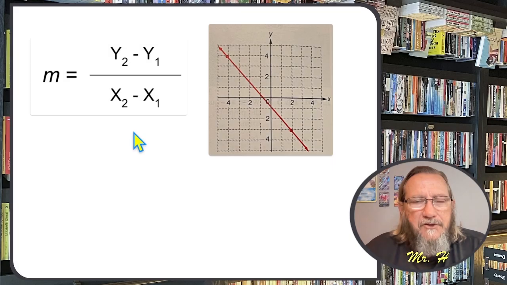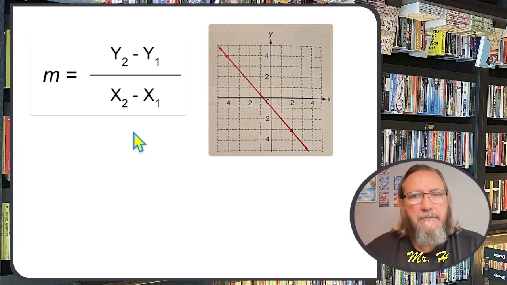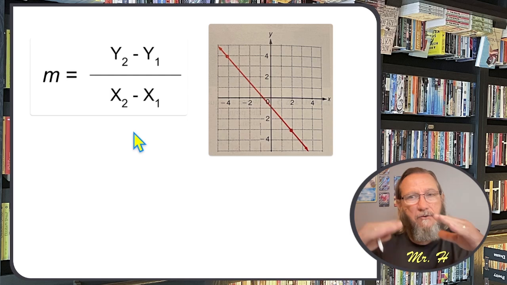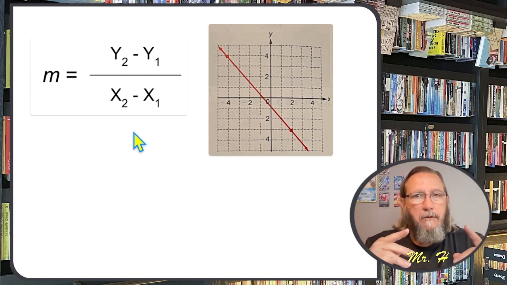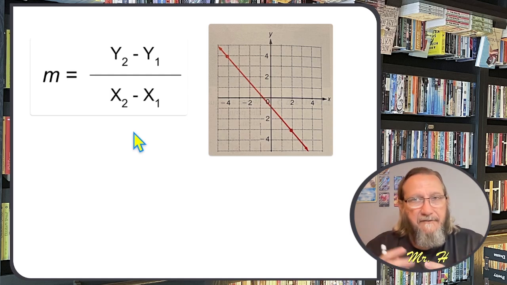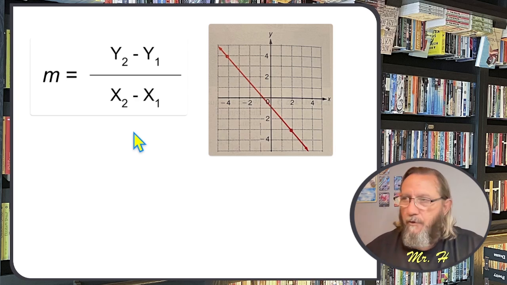On this one, we're going to be looking at a graph. We want to find the rate of change that is represented by this picture. We can do it two ways. We can either count the spaces on the graph, or we can use our formula. Identify a couple of points and use the formula for slope that we have on the screen.